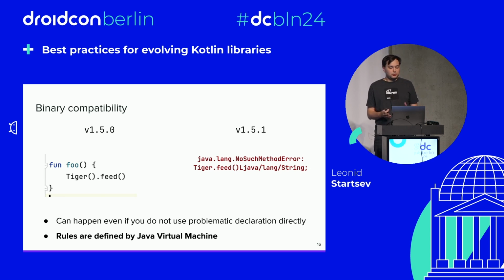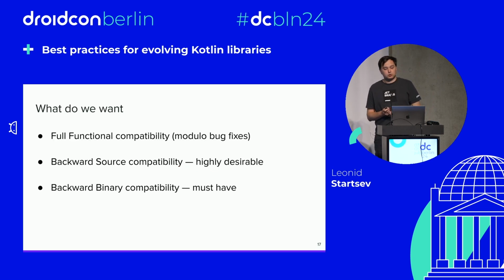Such problems can happen even if you do not use the problematic declaration directly. And the rules for binary compatibility on JVM are defined by the Java Virtual Machine and its respective specification. So what do we want as a library author? Of course, we want full functional compatibility, with some exceptions for bug fixes, maybe in exceptional situations.